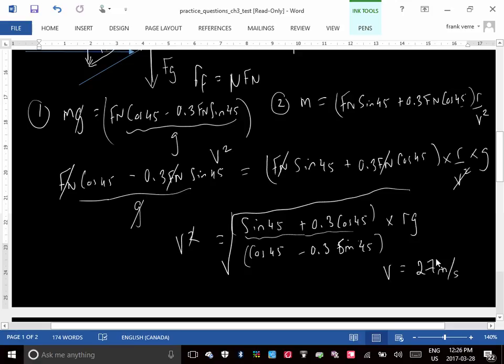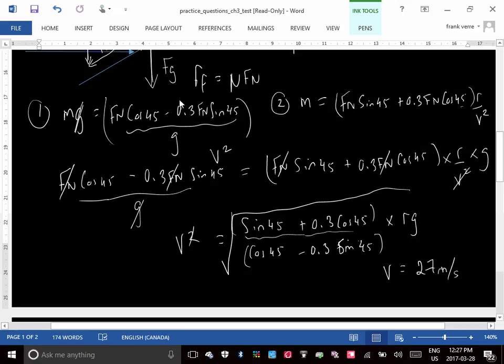Okay. I think it's probably just easiest to set it up as equals to m. I divided it on the other side. So the equation was mg equals Fn cosine 45 minus 0.3 Fn sine 45. So I divided by g on this side, and moved it to the other side. So there's the answer for the second question. Should be 27.